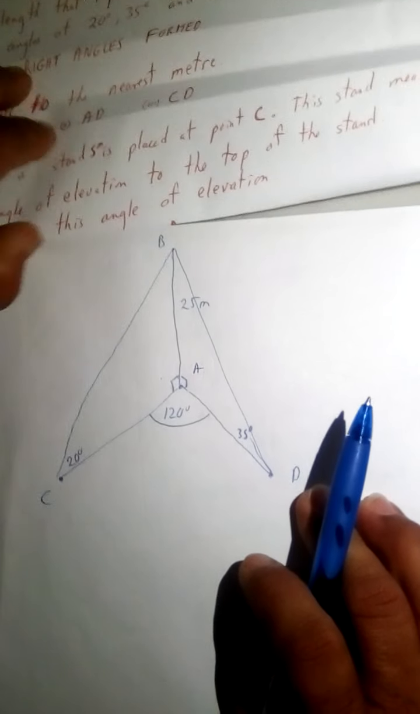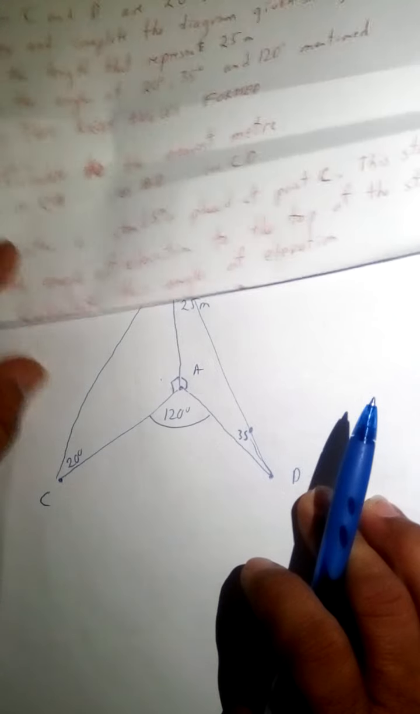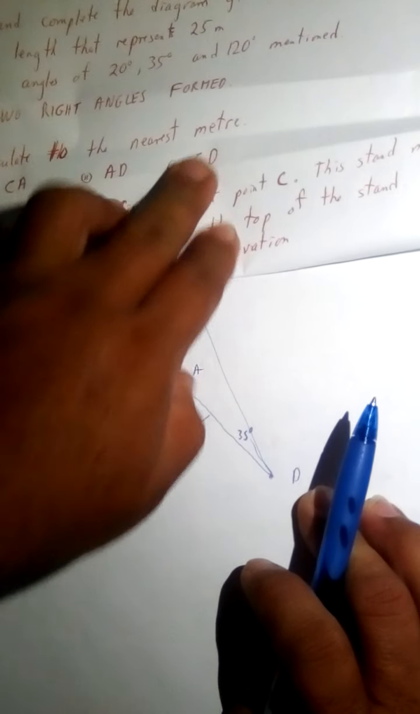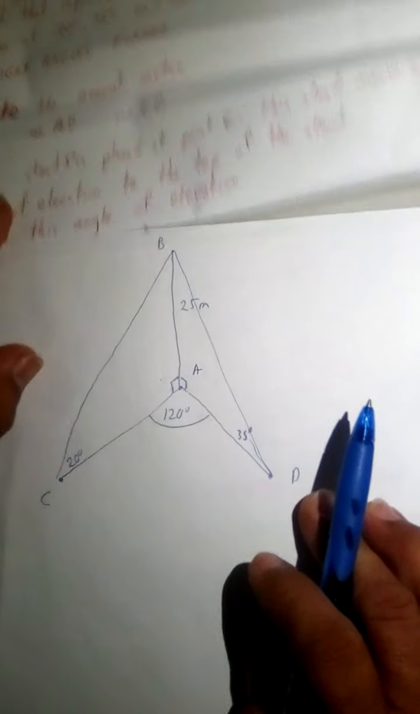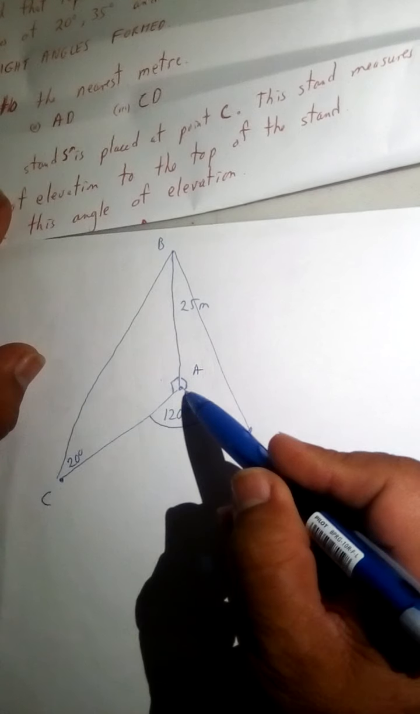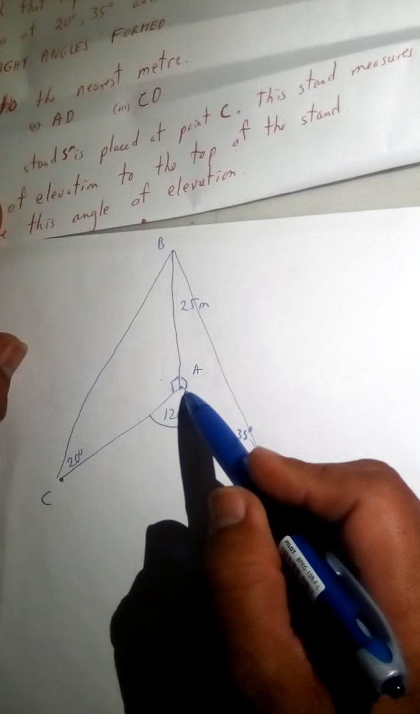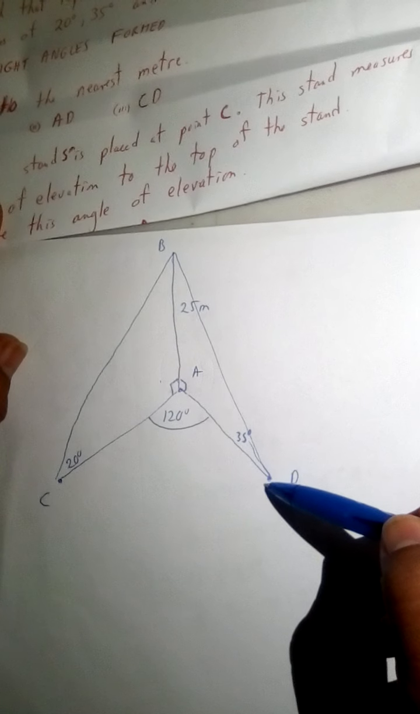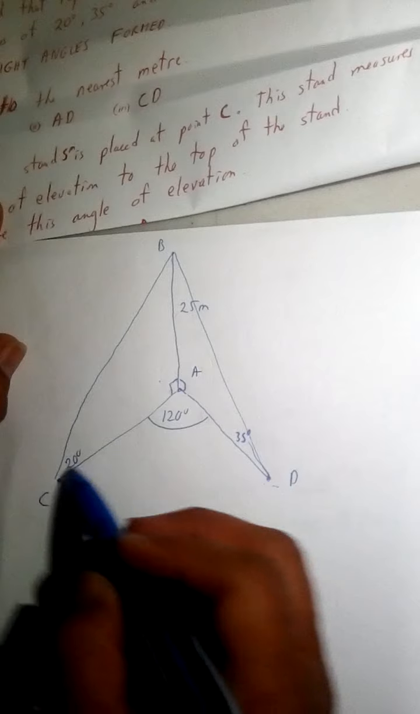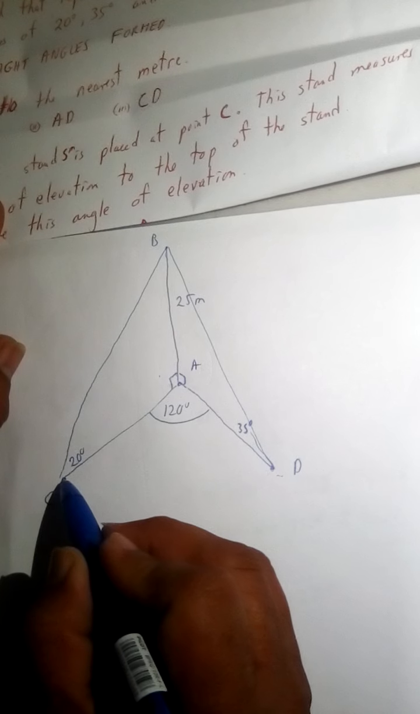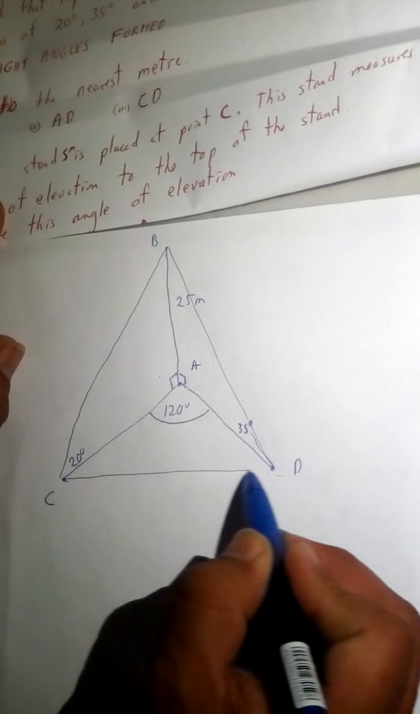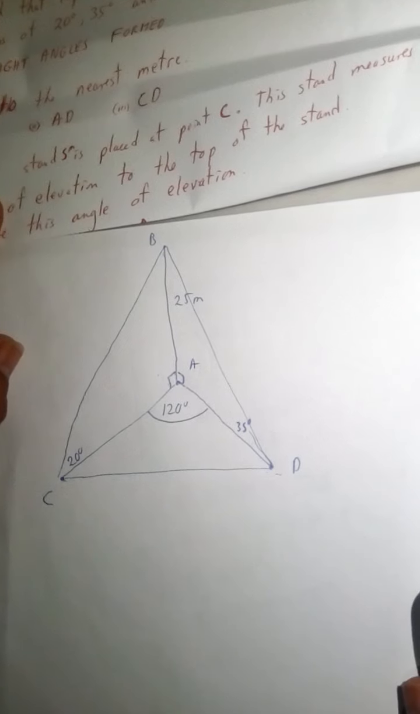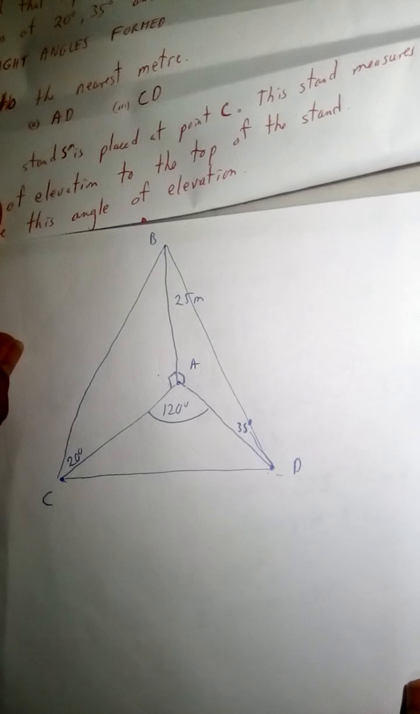Calculate, so let me put that here. Calculate to the nearest meter CA. I want to know what this length is, and then I want to know what AD is, this length, and I also want to know the length CD. So I want to know the three sides of the triangle, so I can now join this. Now, what is it that we have?